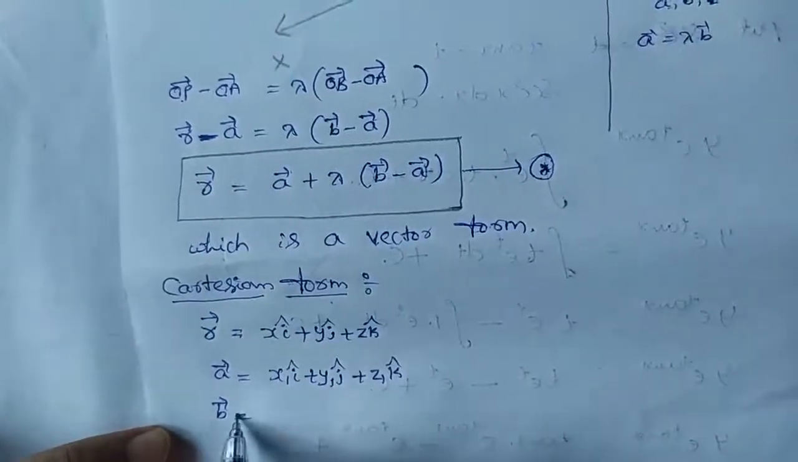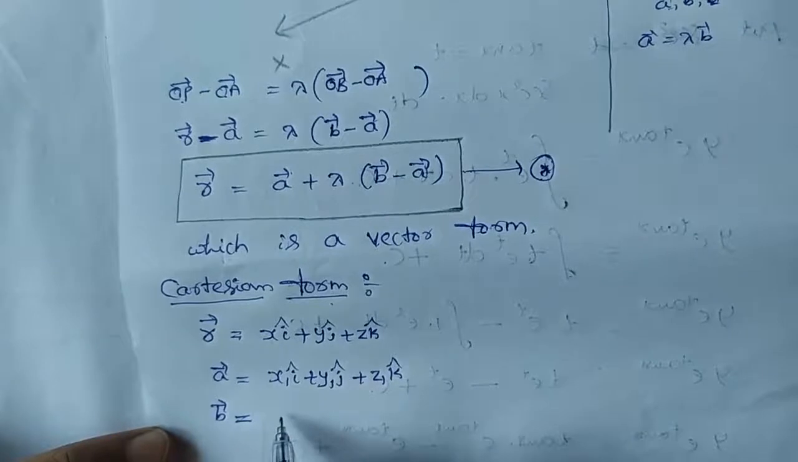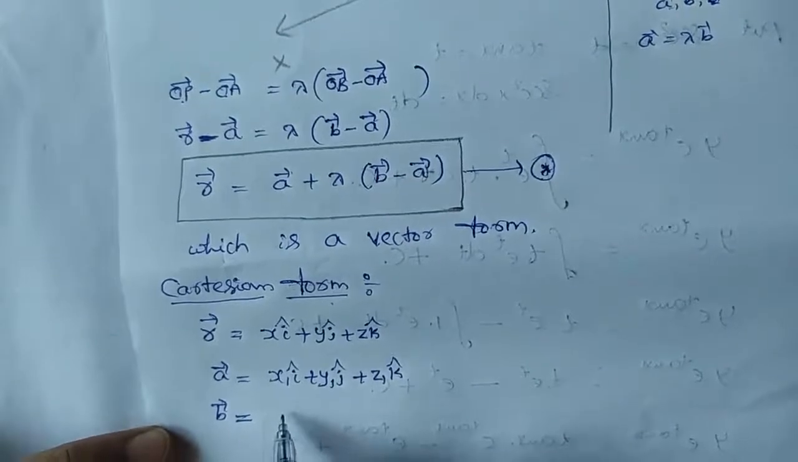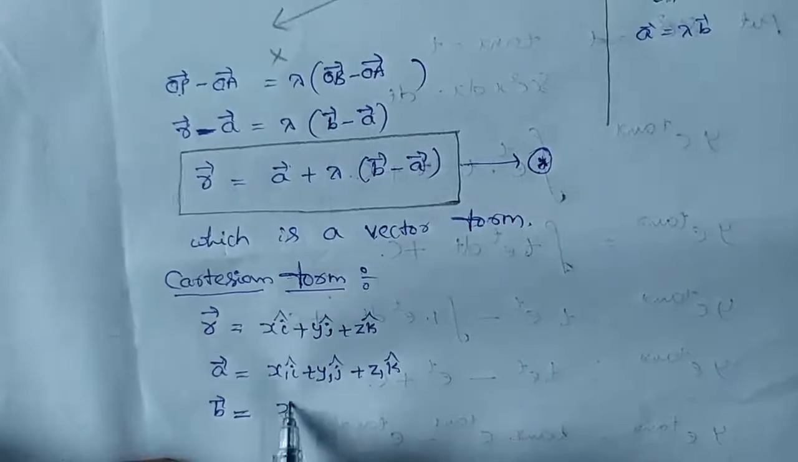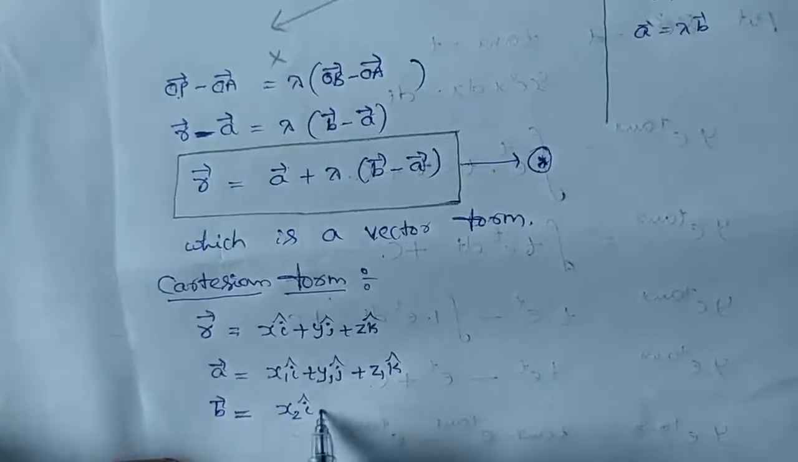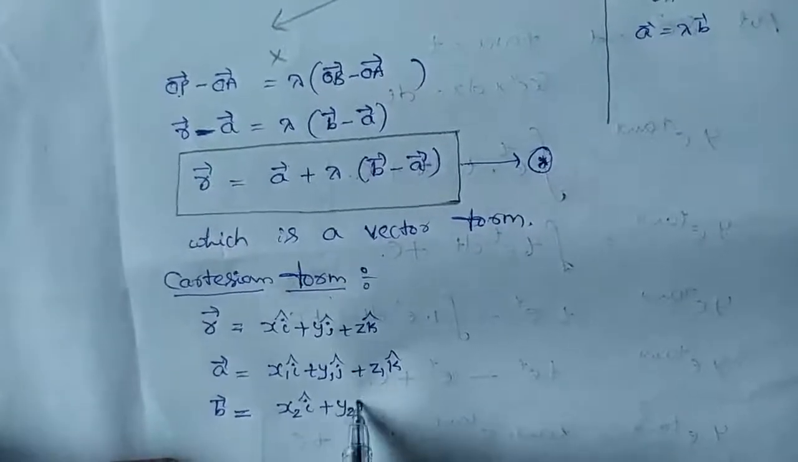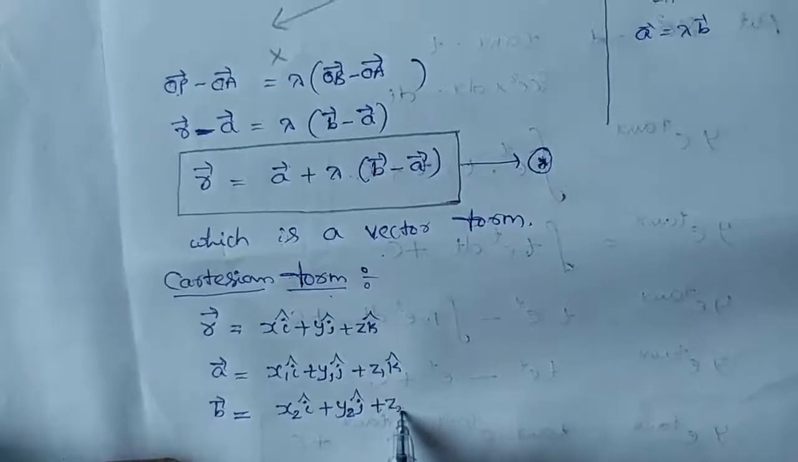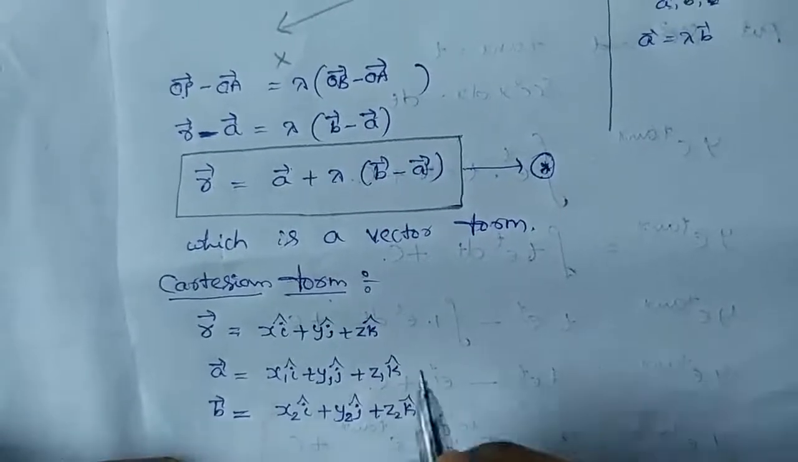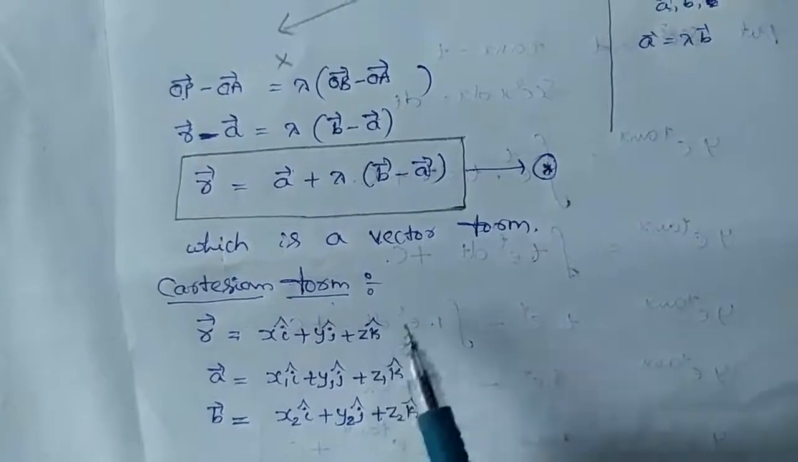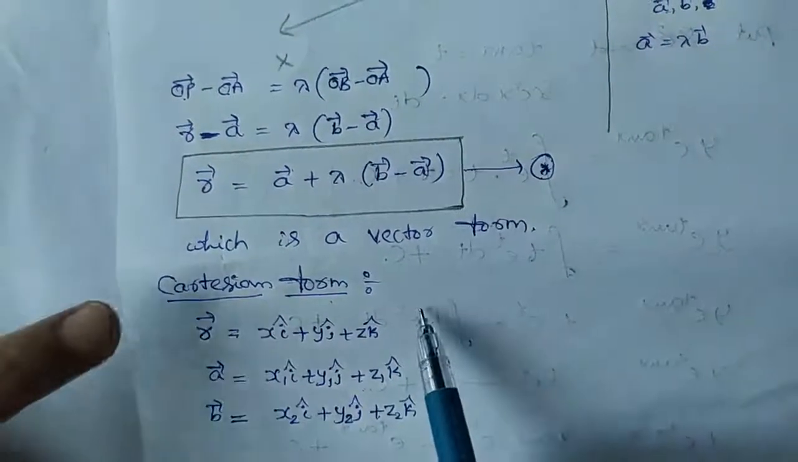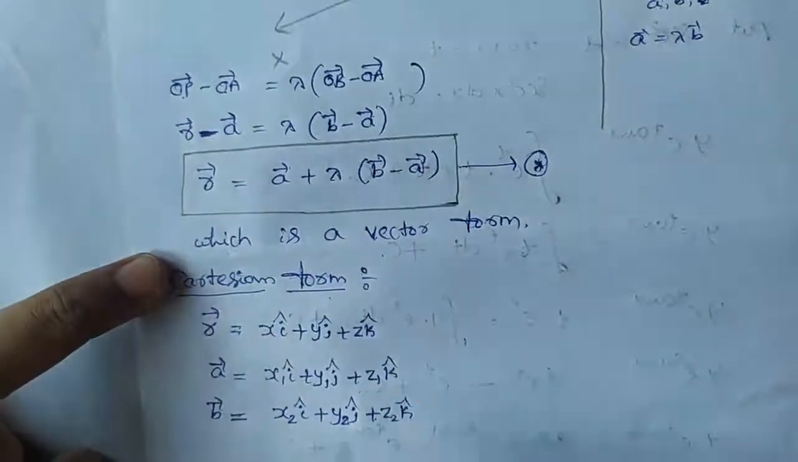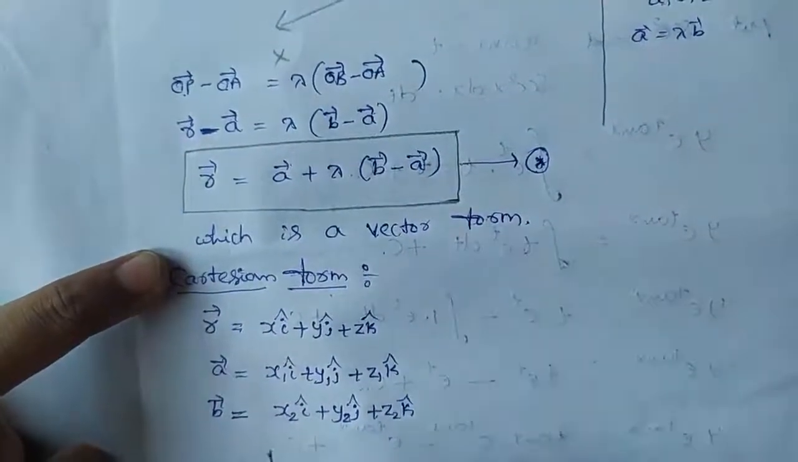Next, the b vector is a line passing through another point, with coordinates x2, y2, z2. Let us take it in vector form as x2i plus y2j plus z2k. We have to substitute these vectors in this equation star, and after that we have to simplify until the vector form is eliminated.